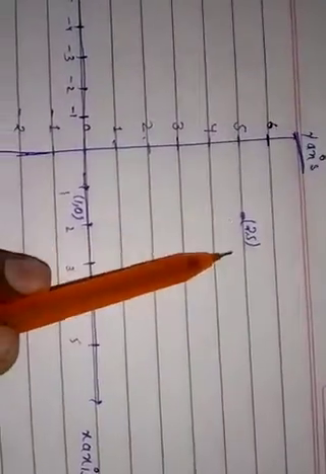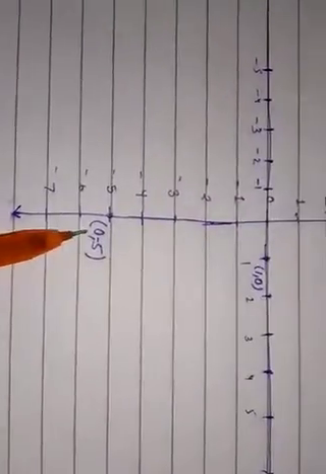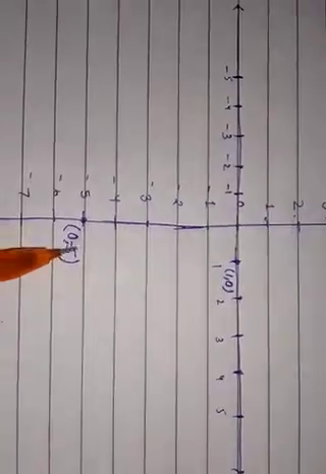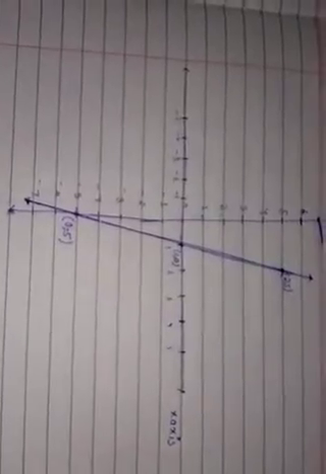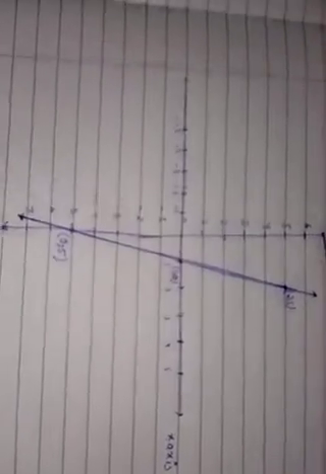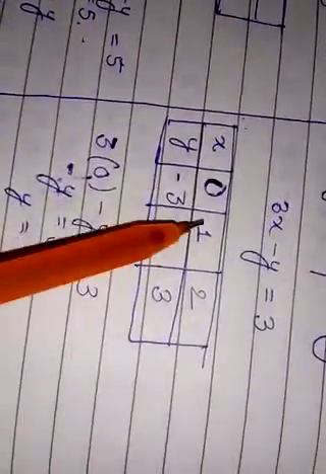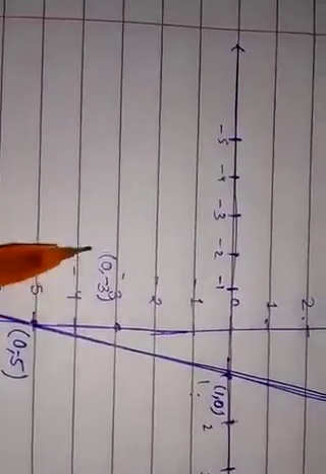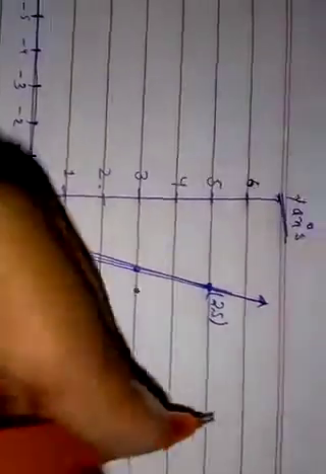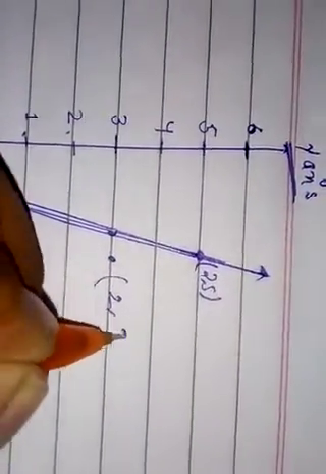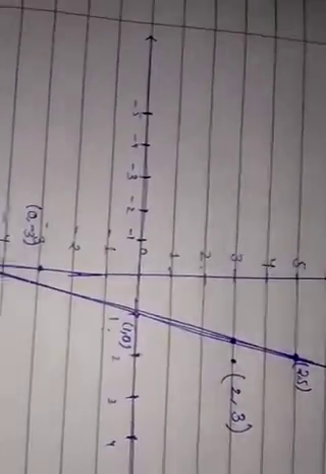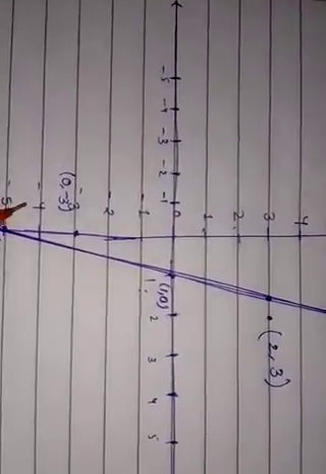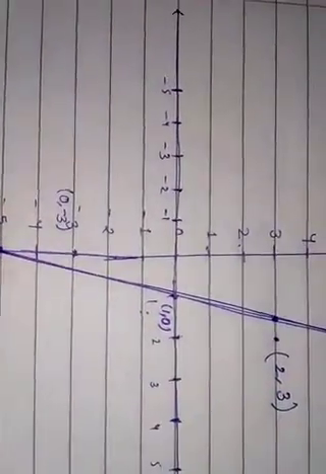These points are 2, 5, 1, 0 and 0, -5. Now we draw a line like this. Now we are putting the coordinates of the second equation on the graph. So 0, -3, 1, 0, and this is 2, 3. Now we are drawing a line from the first, second and third coordinates.